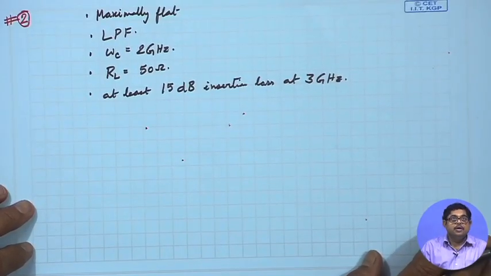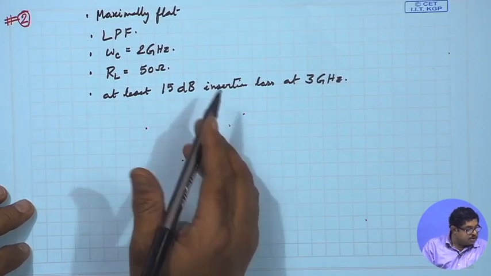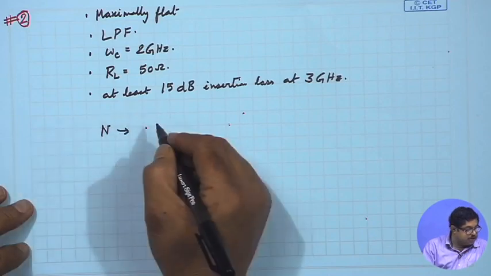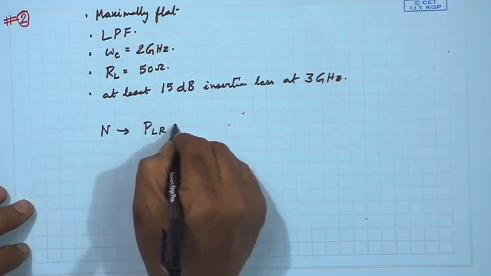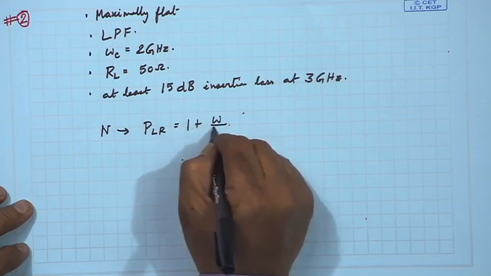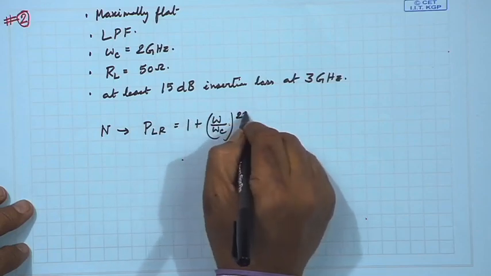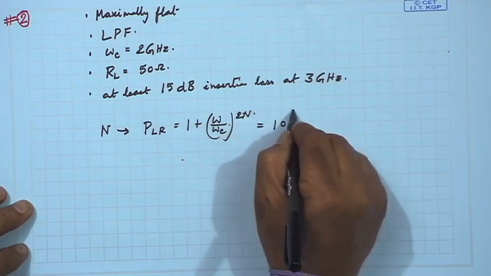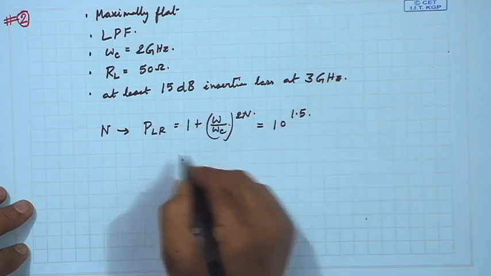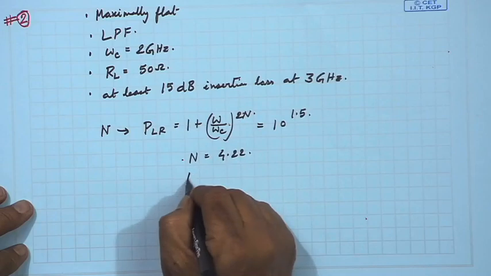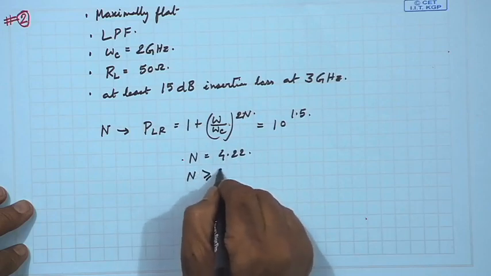Now, again, first like before, we can find the order n by the previous method, that PLR should be 1 plus omega by omega c whole to the power 2n. So, that is 10 to the power 15 dB over 10. Solving that, n we are getting is 4.22. So, we will take n to be greater than or equal to 5.